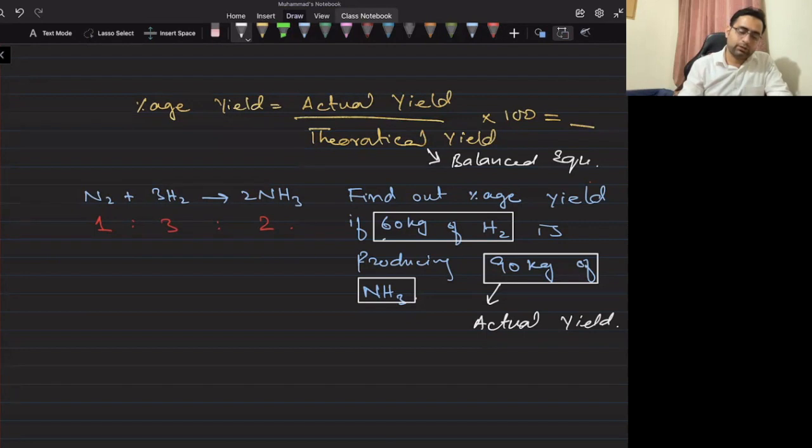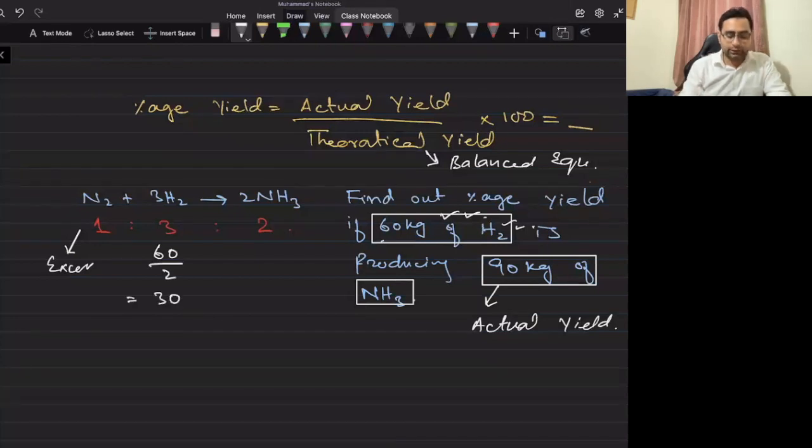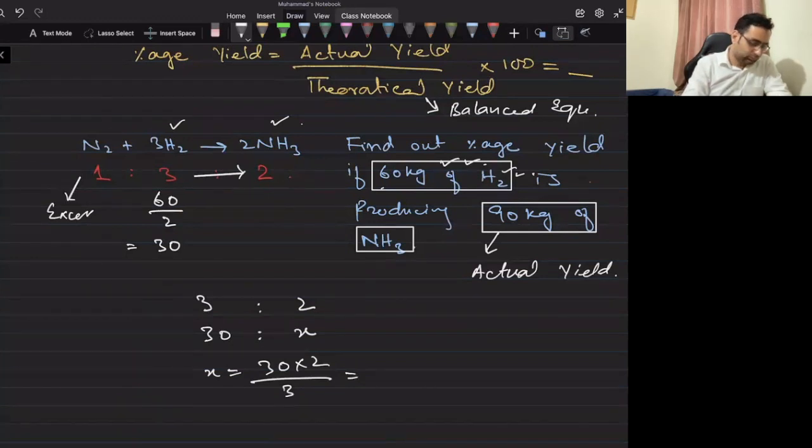At first step, you'll find out the number of moles of the hydrogen which is given to you, because nitrogen is in excess, so we are not going to do any calculation on nitrogen. You start with 60 kg of hydrogen. You can find the moles: 60 divided by 2, so this is 30 moles. Now 3 moles release 2 moles, so 30 moles of hydrogen will release how much ammonia? That is a simple ratio, 3:2. So 30 moles will release X moles of ammonia. X is 30 into 2 divided by 3, so 20 moles of ammonia should form.